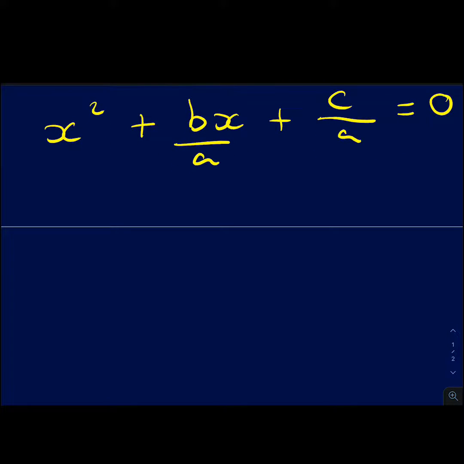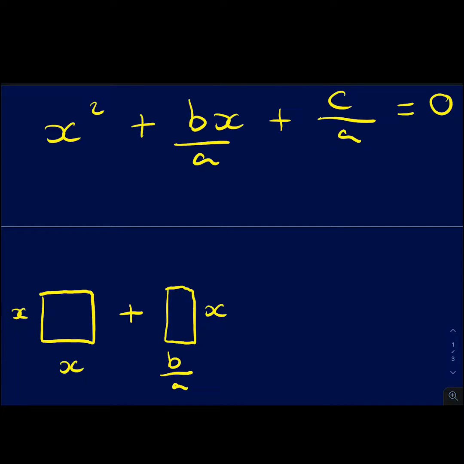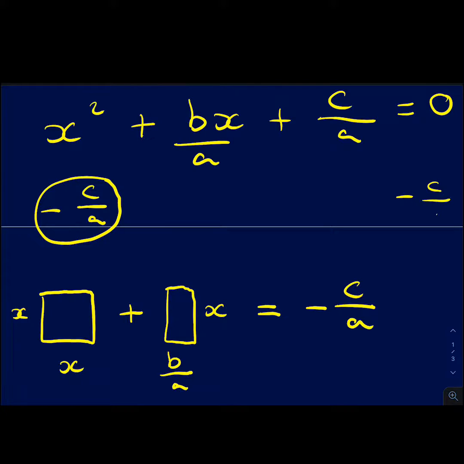Now we want it in a certain form to complete the square. We want it so that the value is on the right hand side and the terms involving x are on the left hand side. So if we make a square with the x squared, and then we make a square, or a rectangle, with the b over a times the x, that equals minus c over a, the value. So all I've done is minus c over a from both sides, and then created a square and a rectangle that we're going to use later on in the proof.